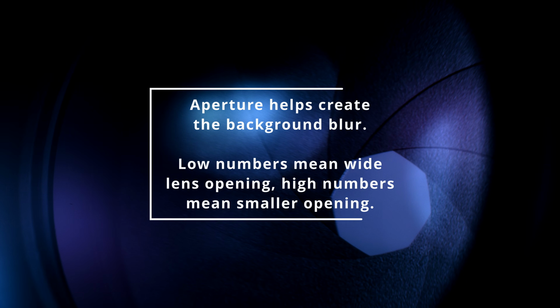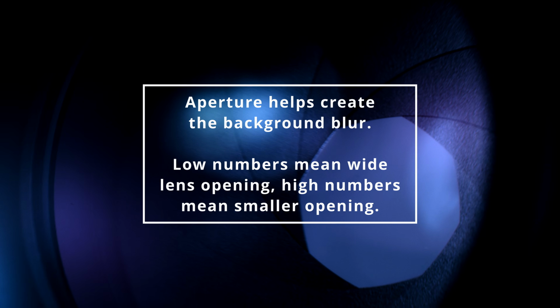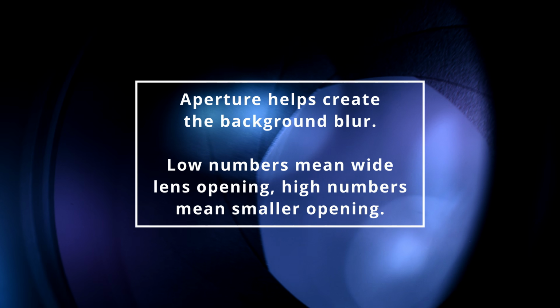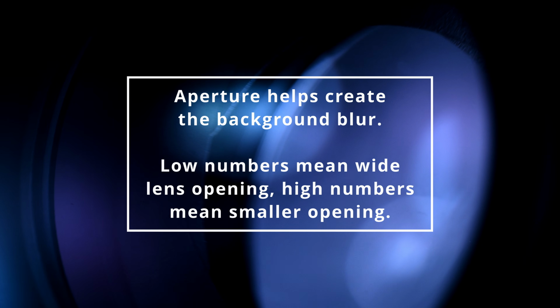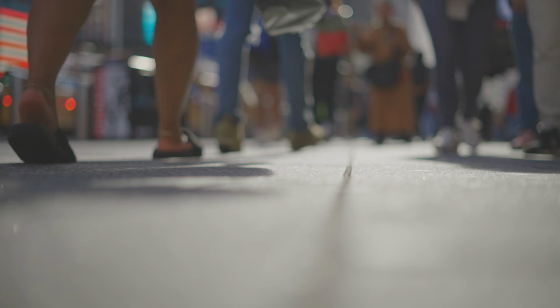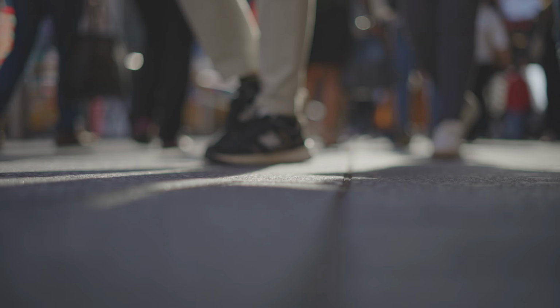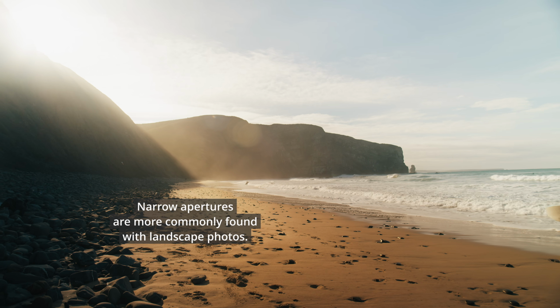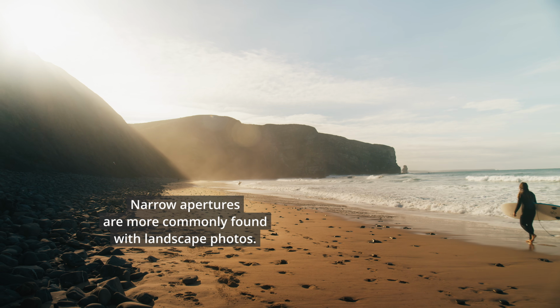The aperture creates background blur since the setting defines how wide or narrow the lens is. Low numbers mean a wider lens opening and high numbers equals smaller ones. We're striving for a wide aperture to get a blur since this gives us a shallow depth of field, since little of the image will be in focus. Whereas narrow apertures will make your photos more clear and defined.